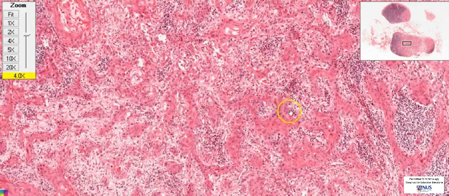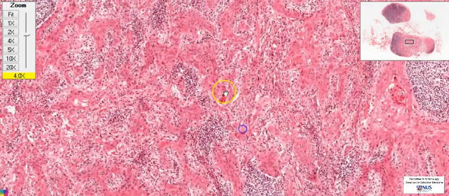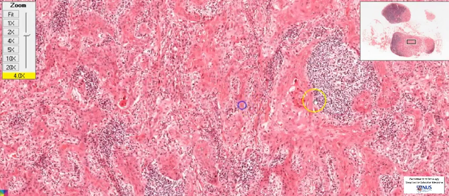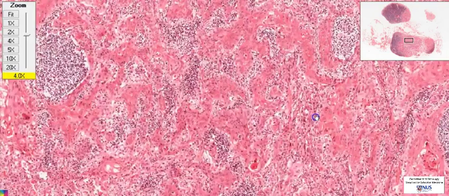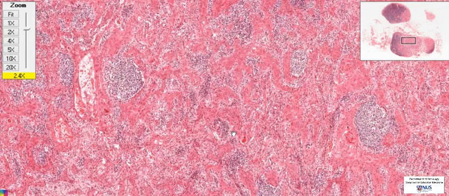So what we have, just to summarize, is that we have branching trabeculae or sheets of cells which do not form any glands. There are occasional keratin pearls we can see, and on high power the cells display cytologic features of malignancy. Therefore, this is metastatic carcinoma in a lymph node, and because of the presence of keratin pearls, this is metastatic squamous cell carcinoma.